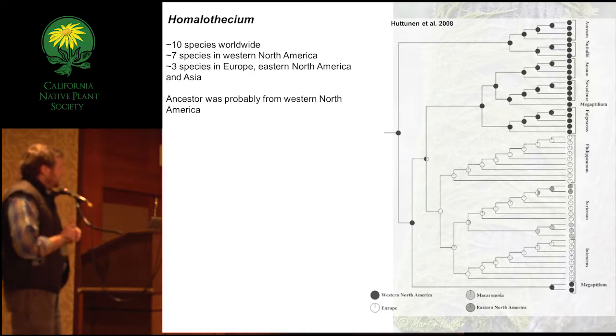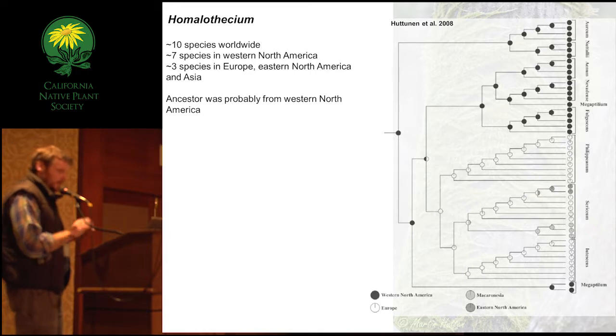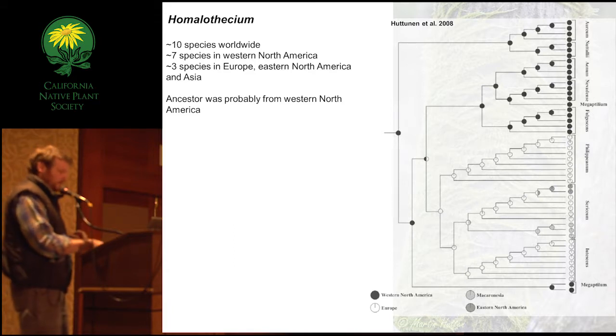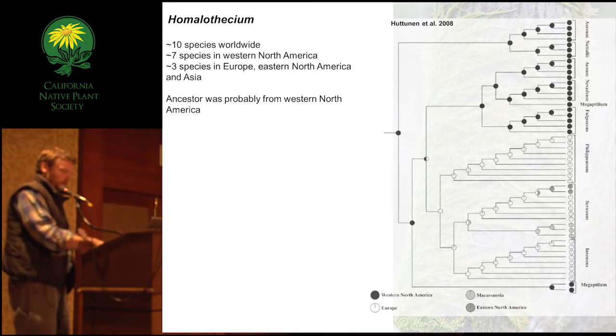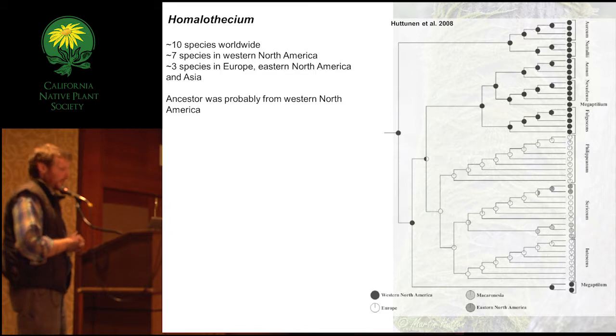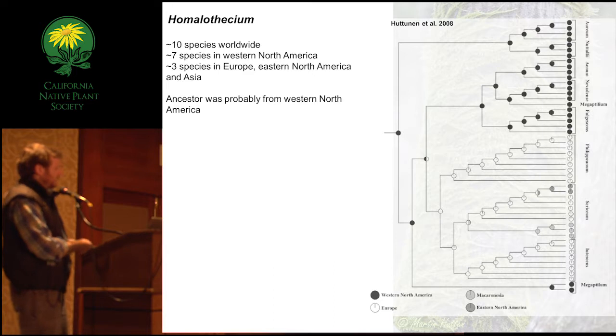And so a recent molecular study by Huttunen and colleagues, a European group, generated a molecular phylogeny of this genus. The names on this phylogeny are not important, but the colors represent geography. The black dots, all these up here, represent Western North American species. And then the white and light gray are the other ones, so Eastern North America, Asia, Europe. And so what we see here is, first of all, that probably this group evolved in Western North America.